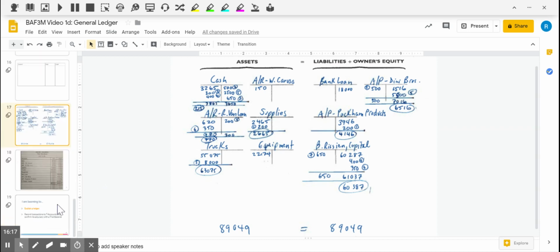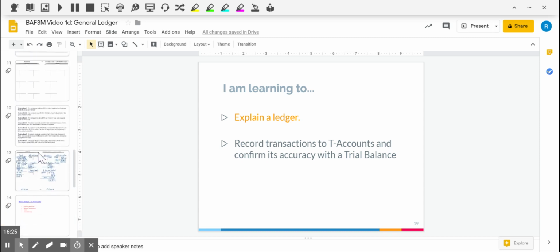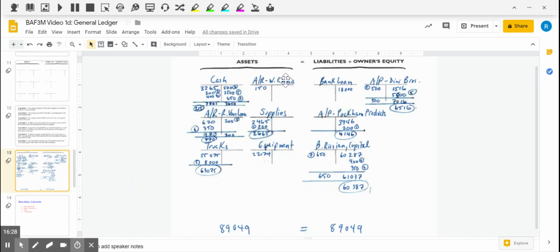So, in summary, this video was about explaining how a ledger works, also introducing the trial balance, and starting to learn how to record transactions. The big takeaway is understanding this whole idea of debits and credits. Okay, assets get debited when they increase and credited when they decrease. Liabilities and equity, the right side of the equation, are the opposite. They start as credits, and when they increase, they get credited. And when you decrease a liability or when you decrease equity, you debit it.